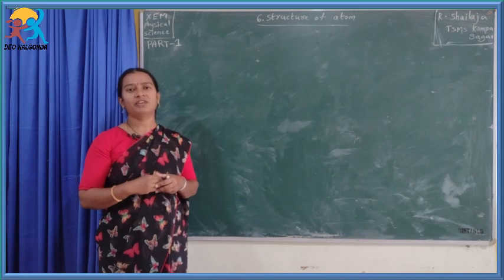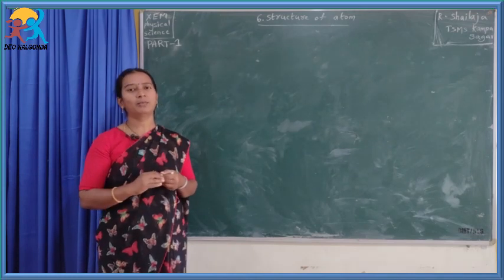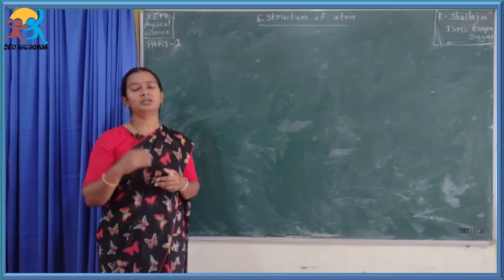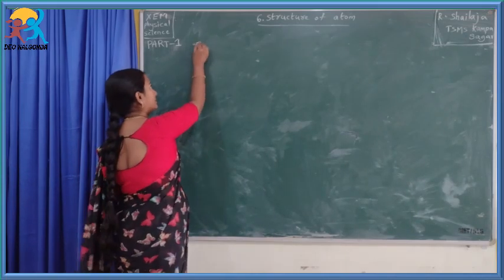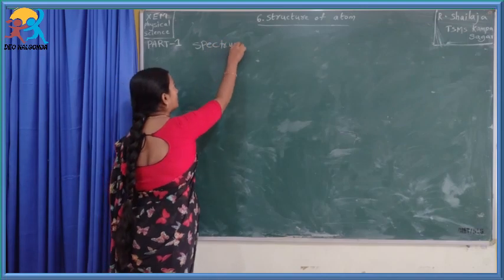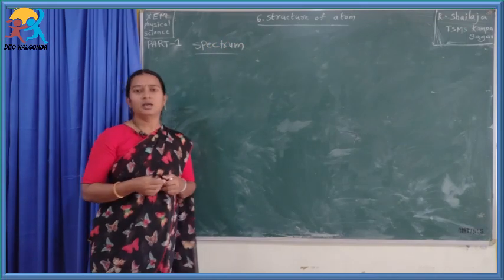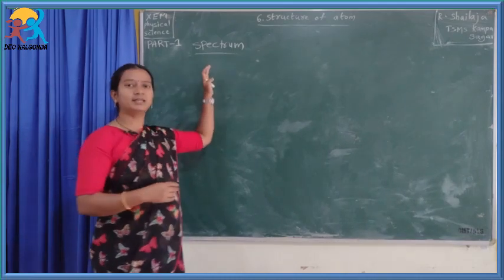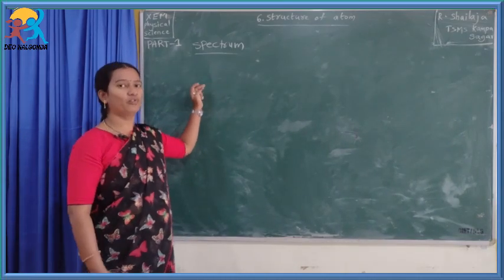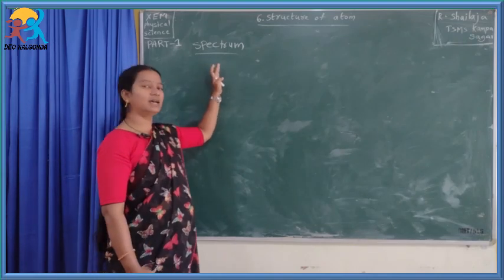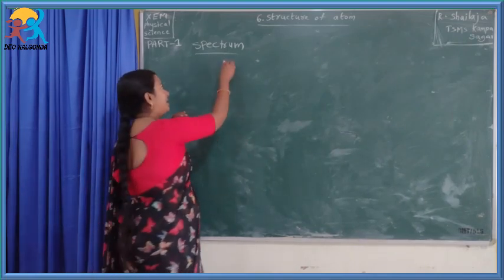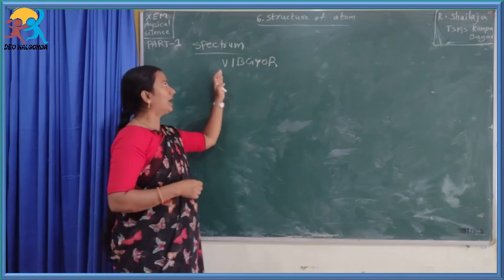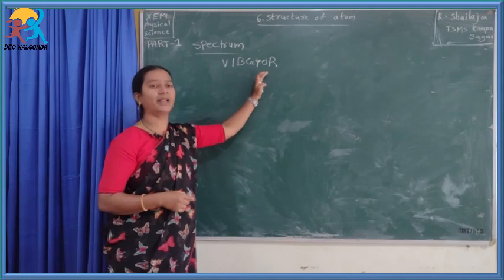To overcome the drawbacks of Niels Bohr atomic model, there is the Bohr Sommerfeld atomic model. But before that, first we have to know the term spectrum. The spectrum is a scientific word. It is used to describe the rainbow formation. There are 7 colors in the rainbow: violet, indigo, blue, green, yellow, orange, red.